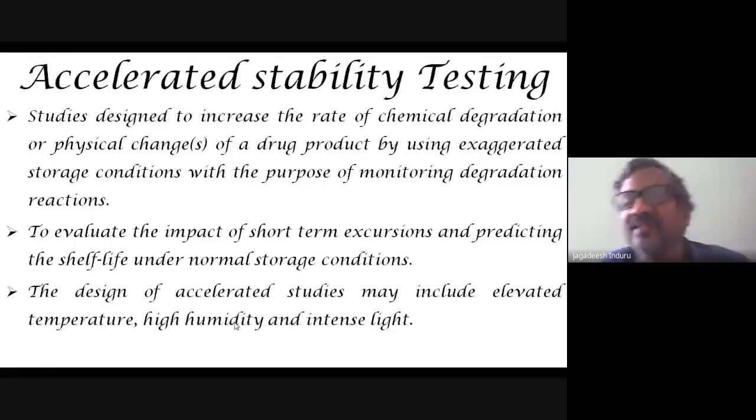With the purpose of monitoring the degradation, it will be increasing, and we can predict in advance when the damage is coming. We can take the product from the market, and we can predict that my product is stable. It means they are really going to work.